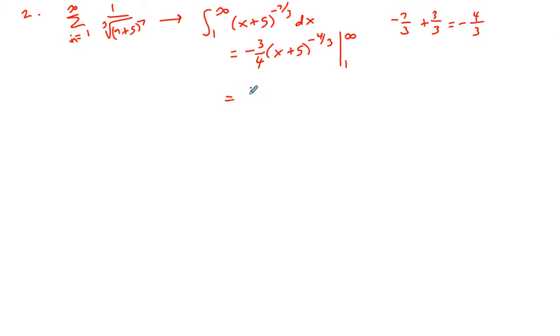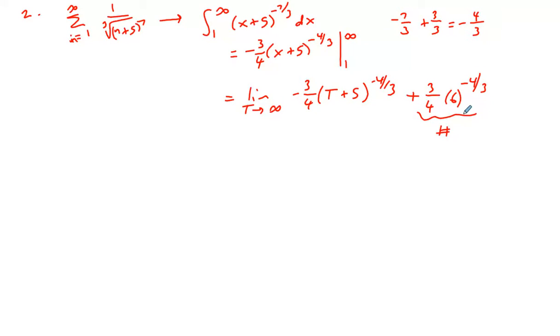This becomes the limit, we'll say it this way, as t approaches infinity, of negative 3/4 times (t plus 5) to the negative 4/3. And then minus, we just plug in the 1, so plus 3/4 times 6 to the negative 4/3. This is just some number. We're good with that, because the value we get for the integral doesn't matter. What matters is, is there a value or is it undefined?